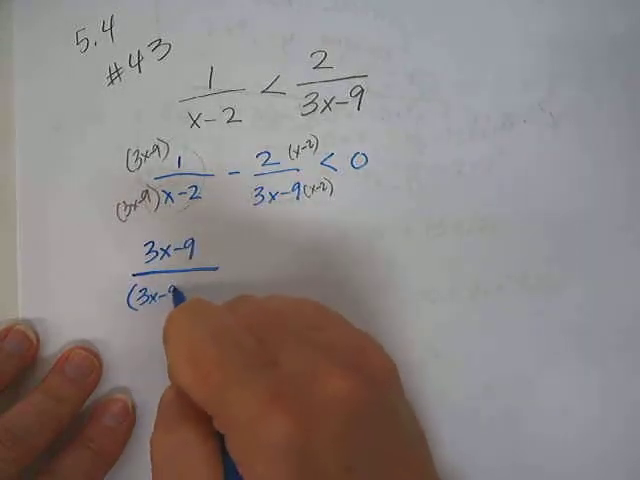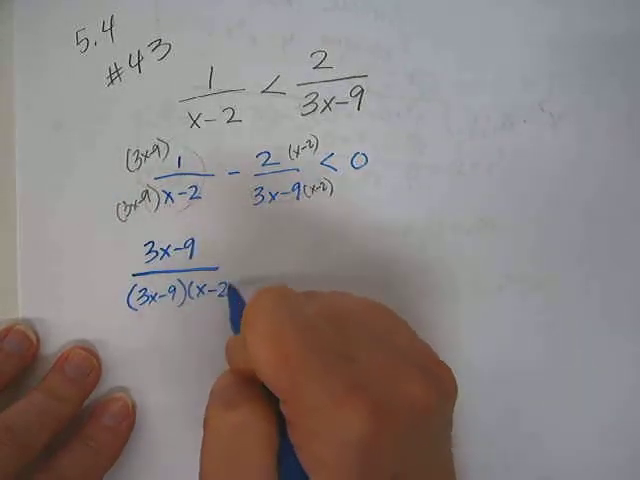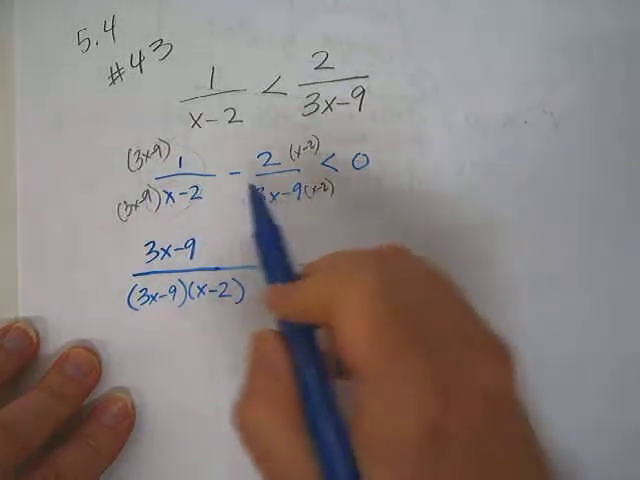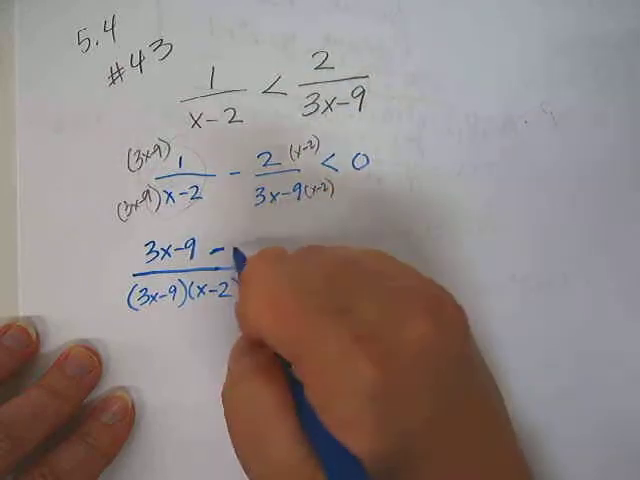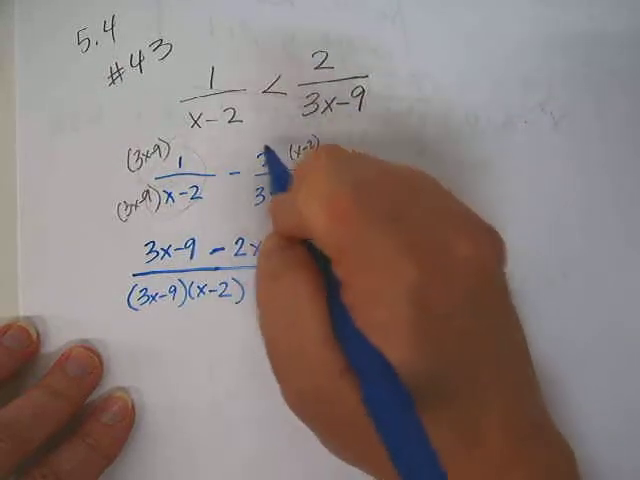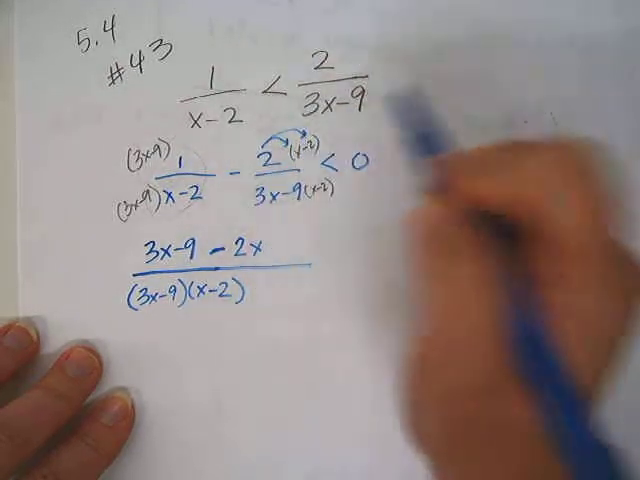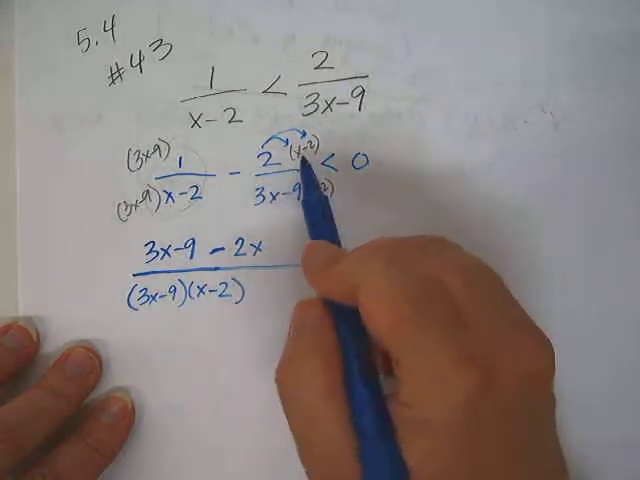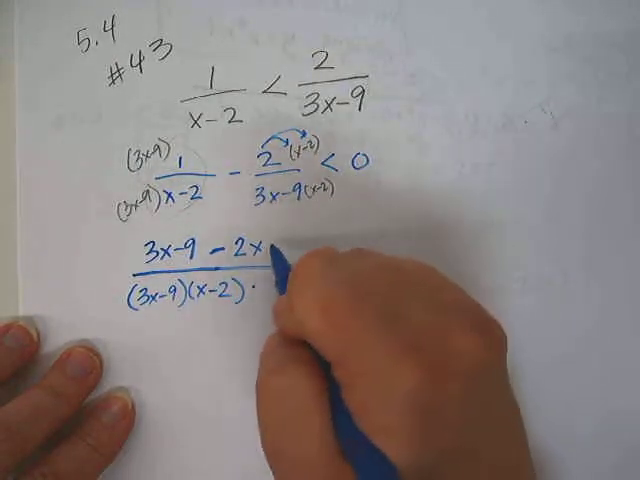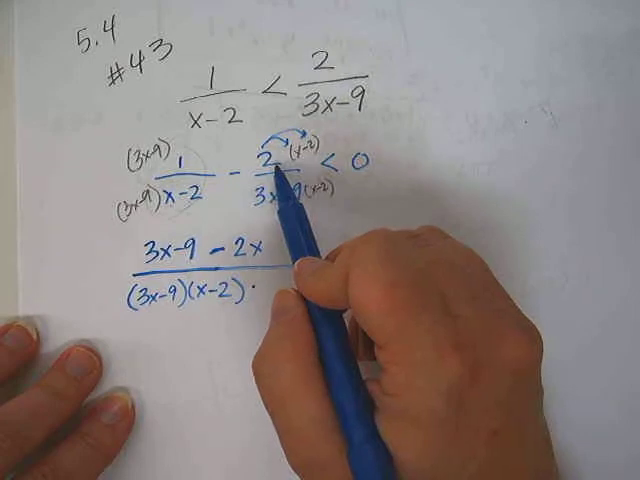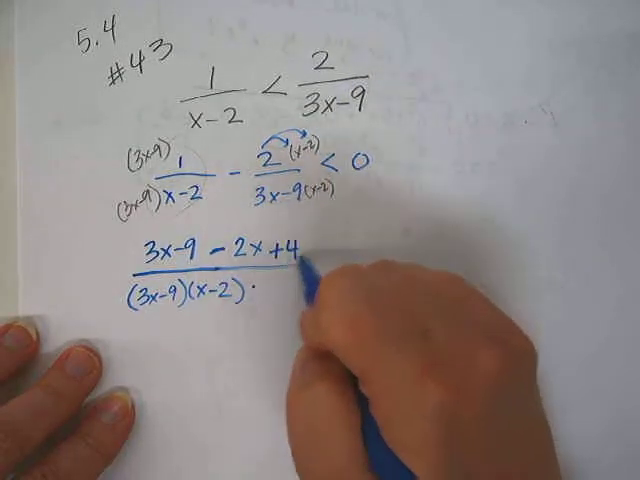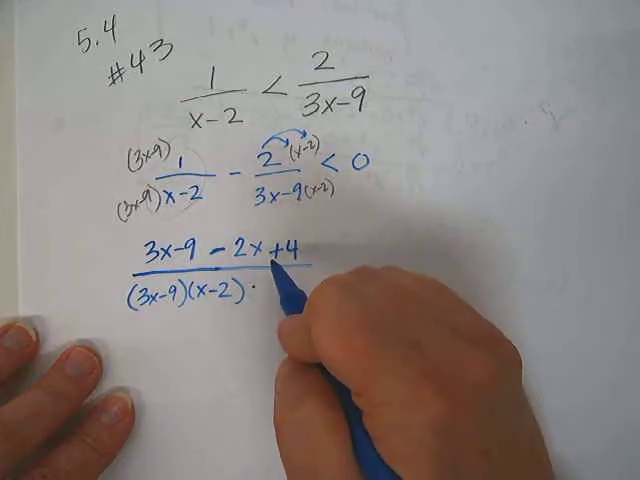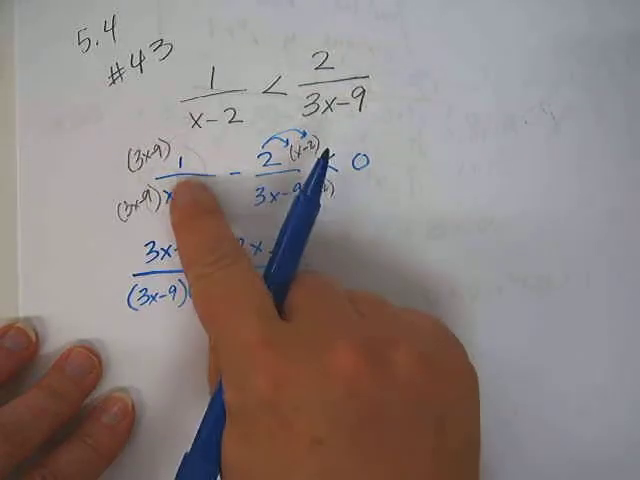So that gives us 3x minus 9 times 1 over 3x minus 9 times x minus 2. Don't bother foiling that. And then minus 2 times x minus 2. I'm going to go ahead and distribute that as I go to save space and time. So negative 2 times x is negative 2x, and negative 2 times negative 2 is a positive 4. That's a very common place to make a mistake and leave it negative when it should be positive.